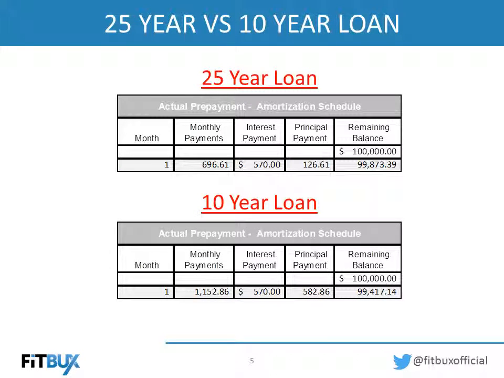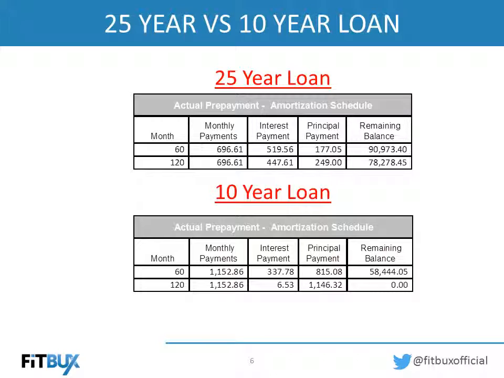So here we are showing the 25-year versus the 10-year loan, and you'll notice the major difference is that on the 25-year loan, in month number 1, you're only paying $126 each month to reduce the amount that you owe, compared to $582 a month for the 10-year loan.